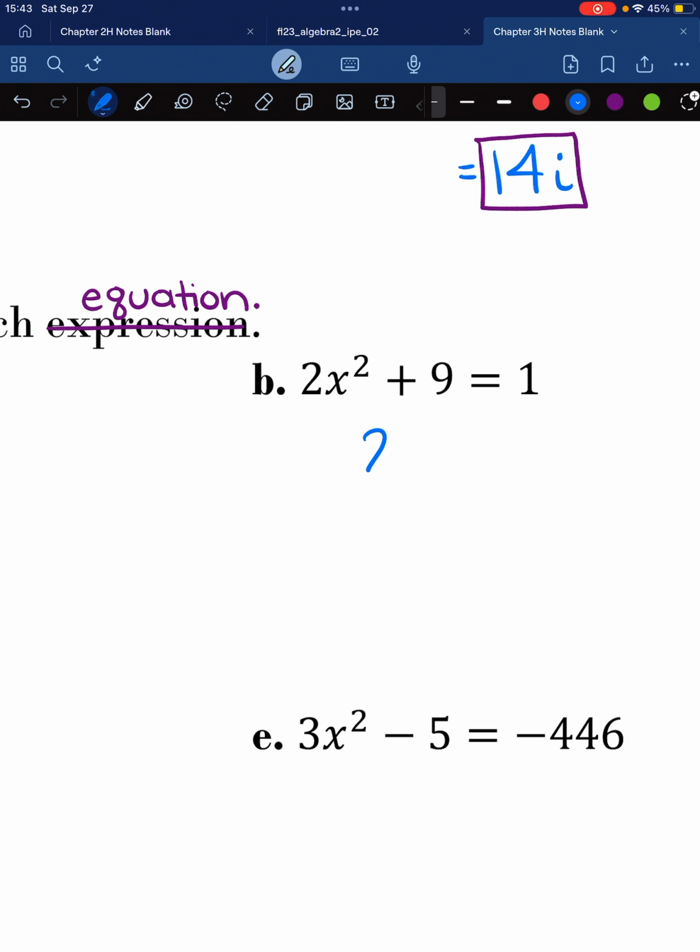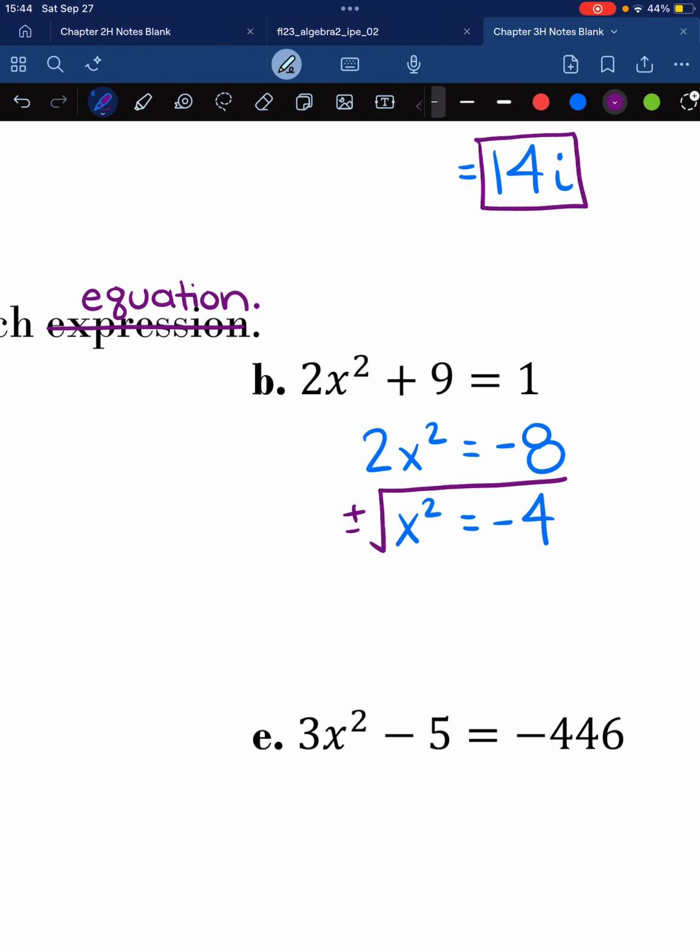Alrighty. Example B here, we can subtract 8 from both sides. I'm so sorry, I was thinking about what the solution was going to be. We're going to subtract 9 from both sides. We get negative 8. Divide both sides by 2. Take the positive or negative square root.